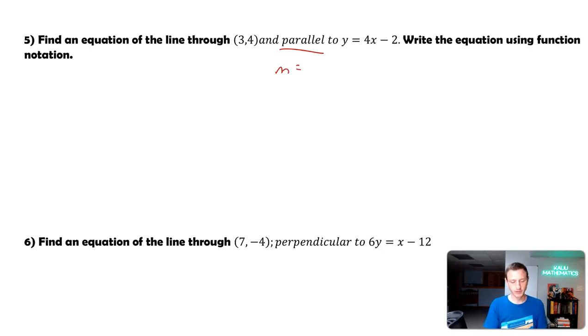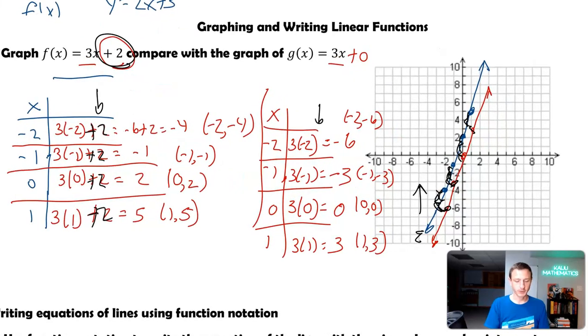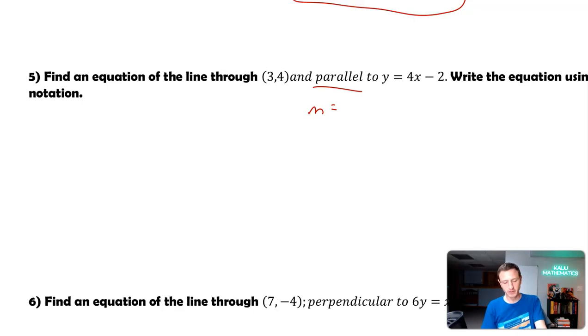Two parallel lines, just like we talked about in this little introduction example here, where we have 3x plus 2 and 3x. They're parallel lines. They're never going to cross. They have the same slope, but then that plus 2 is what the difference is. So we want to go through this point, and it's parallel to this. So that means our slopes are going to be the same. Well, what is the slope of this parallel line?